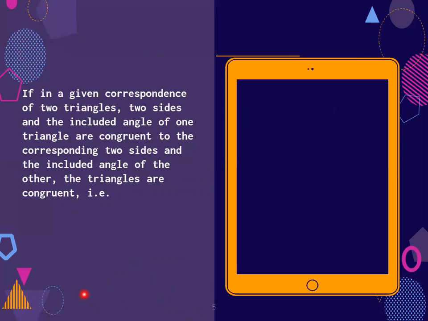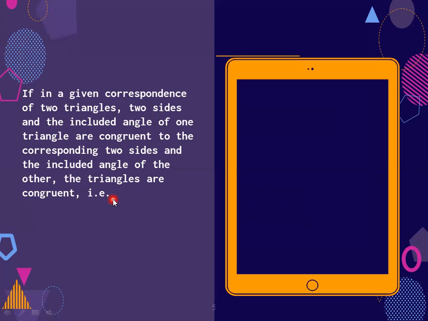Please carefully listen to this. If in a given correspondence of two triangles, two sides and the included angle of one triangle are congruent to the corresponding two sides and the included angle of the other, the triangles are congruent.